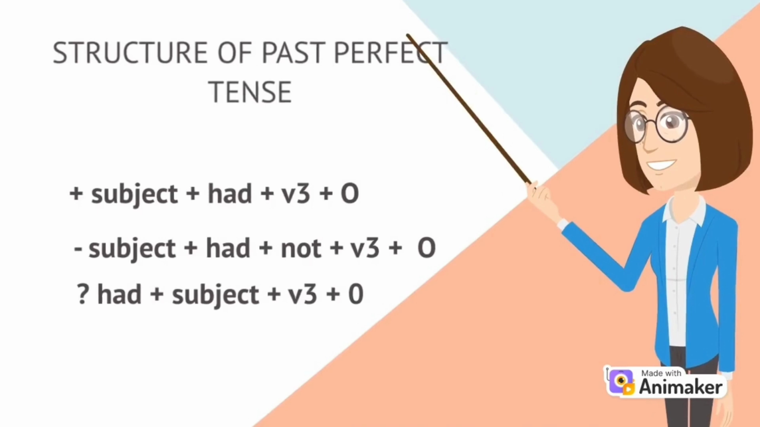The verb used in the past perfect tense is the third form of the verb, often referred to as the past participle. The past participle is formed by adding ed, en, or d to the base form of a regular verb.